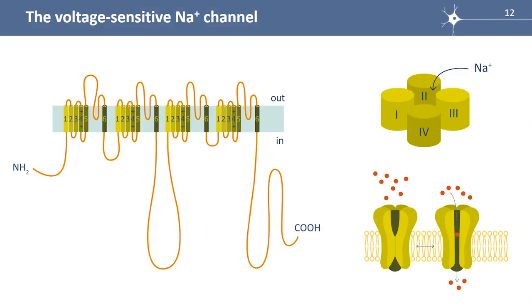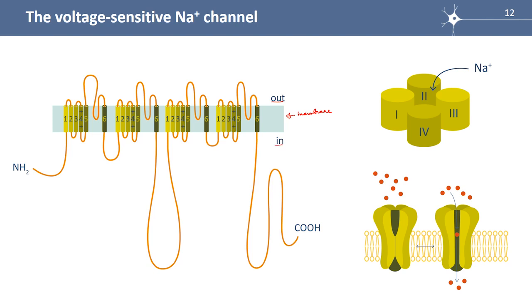The sodium channel is a protein channel. It's made up of a sequence of over 2,000 amino acids. Here the sequence of amino acids is represented by the orange line, and in green here is the plasma membrane, with the outer side and the inner side.